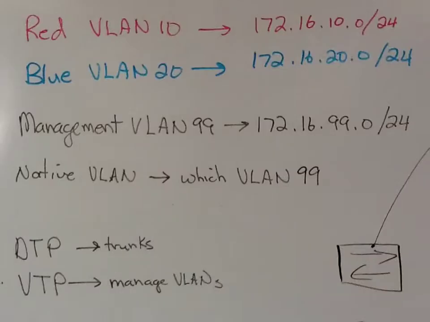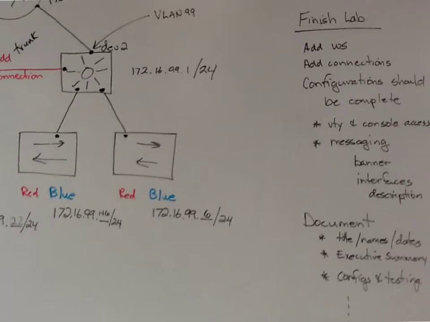Here's some information on the VLANs and trunks, so you can refer back to that if you need it. And here's documentation. You've already done this. You added some workstations. Of course, they won't be connected right now. You did the additional connections, which actually should be okay. Configurations be complete. VTY, I believe you guys took care of all of this.